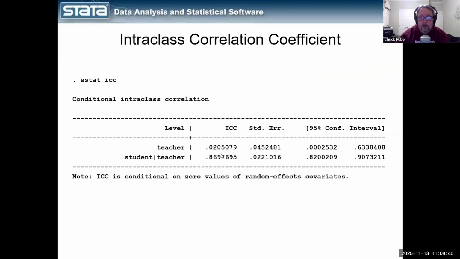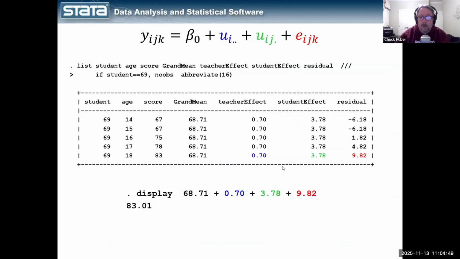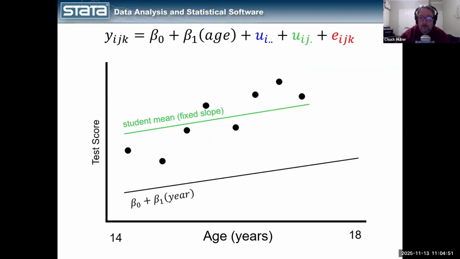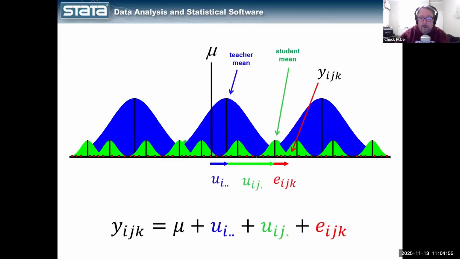Let me share the slides again and I'll show you what I mean. So this observation here is deviating from this particular student mean. But if it came from a different student, then that observation might be over here and deviating from this particular student mean.